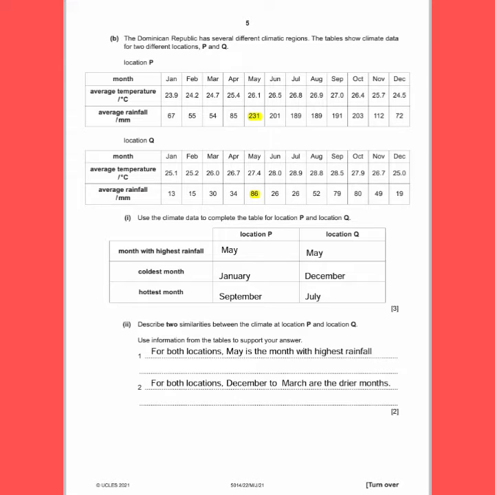Then they're asking you to describe two similarities between the climate at location P and location Q, using information from the table to support your answer. Again, you can see that May is the month with highest rainfall for both of them. That's the first similarity. The second similarity is that we need to look for a particular period, for the wet season or the hot season, and you will see that the drier season is the same for both. Why drier? Because you had very little rainfall in that season.